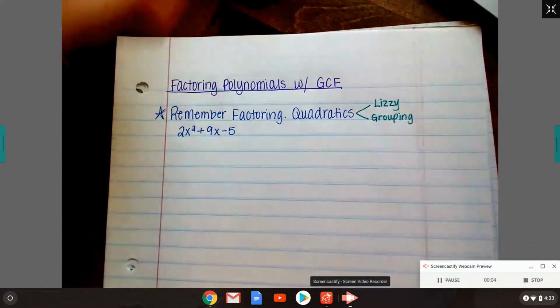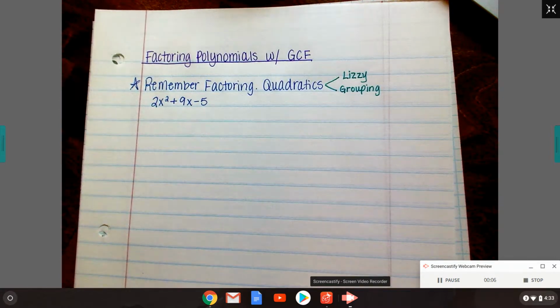We're going to walk through factoring polynomials with greatest common factor. Before we look at factoring any polynomial, we're talking linear, quadratic, quartic, quintic, cubic. Sorry, I missed that one. No offense to you, cubic. So before we look at factoring any polynomial, we're going to first remind ourselves of factoring quadratics.